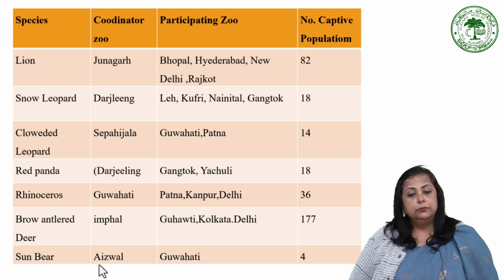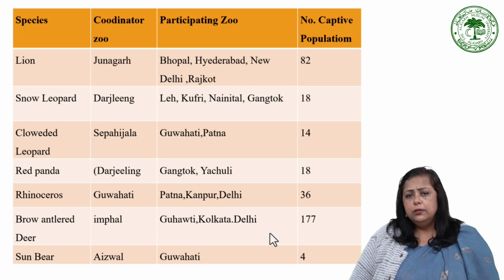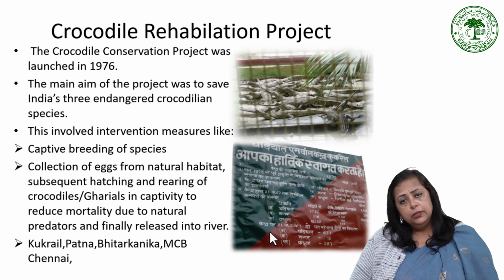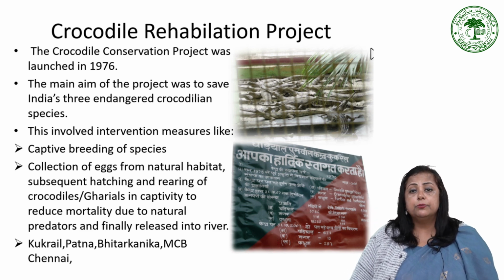Sun bear, and participating zoo is Guwahati. So there are many examples where zoos are involved in captive breeding programs. So we have some success stories. The first success story is the crocodile rehabilitation project.